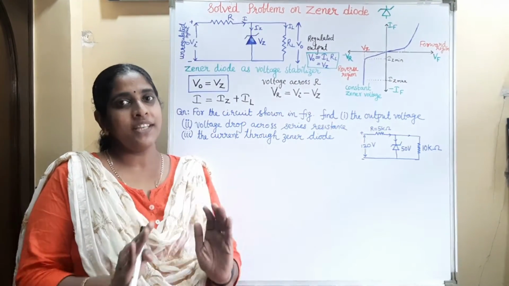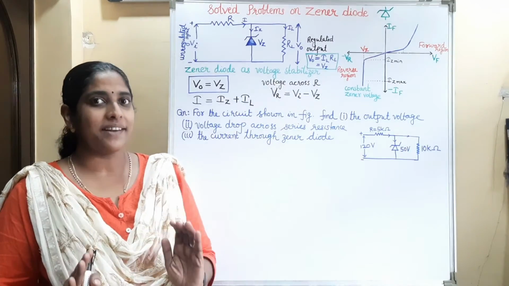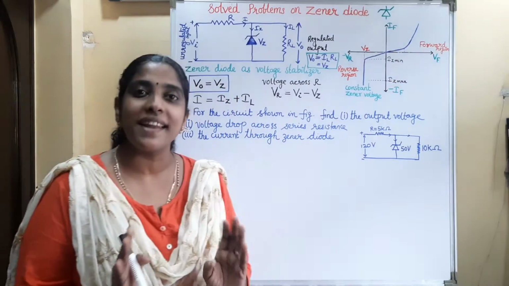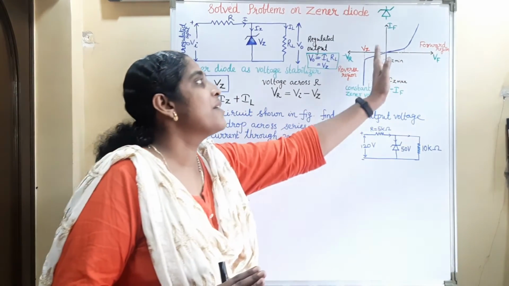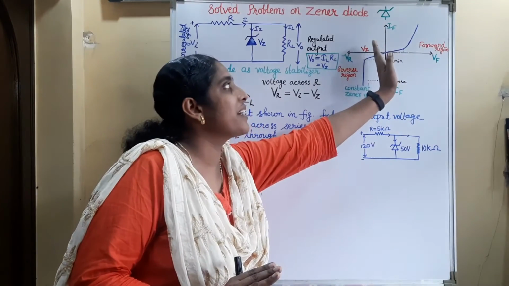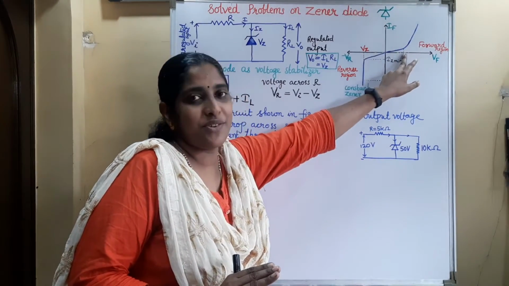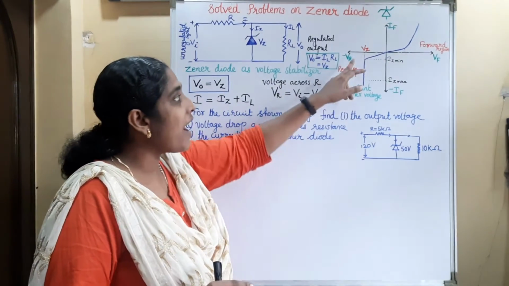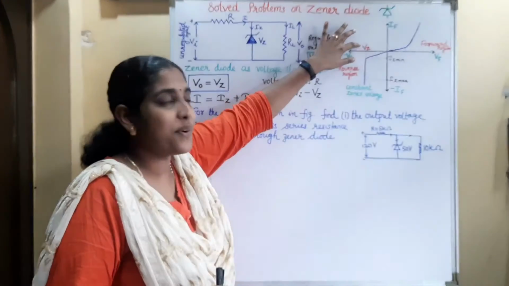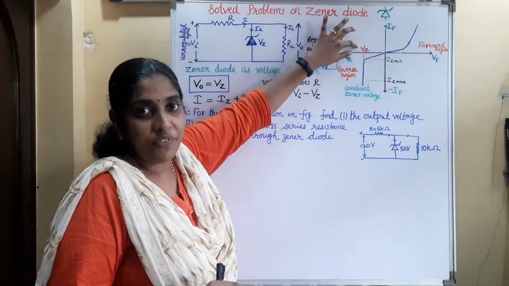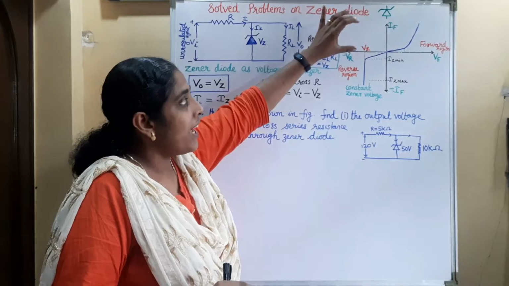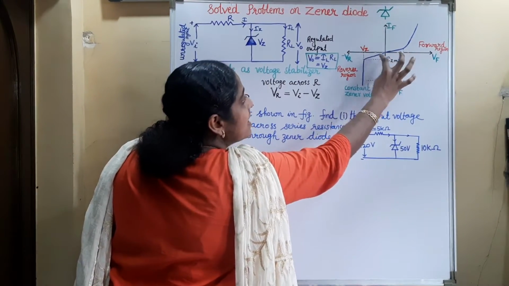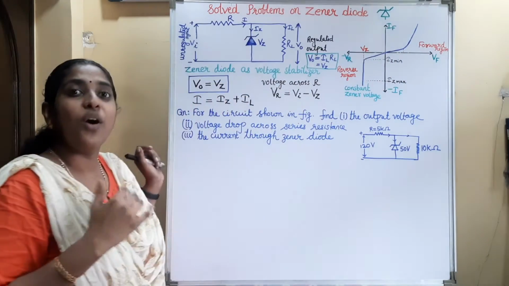That is, when we study the current voltage characteristics of a Zener diode, during forward biasing, the characteristics look like that of an ordinary diode. That is, as the forward voltage increases, initially the current increases, and at a particular voltage known as the knee voltage, the current increases rapidly. But during reverse biasing, it has a sharp breakdown voltage. We denote that breakdown voltage as VZ, the Zener voltage.